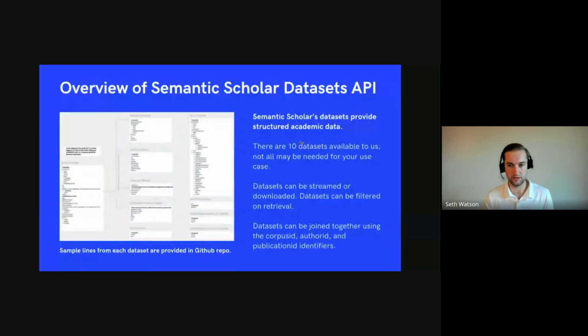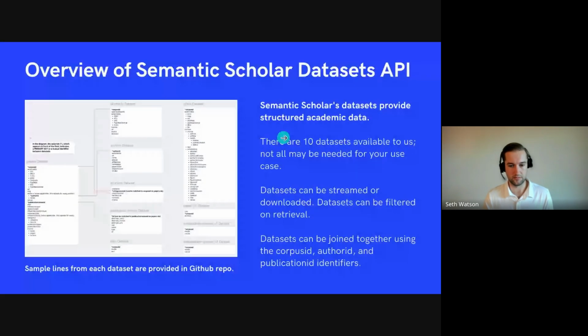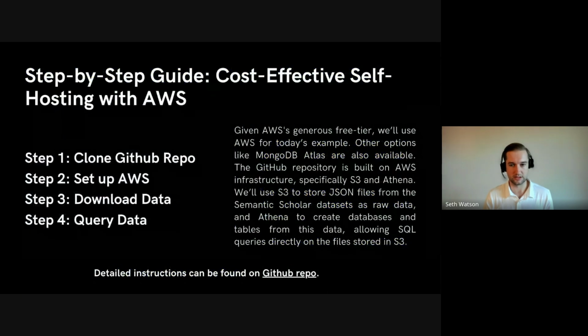Flipping back over, I'm going to go to the next slide. And so here's where we hop into that step-by-step guide. There are 4 steps that we'll be doing. We're going to clone that GitHub repo. We'll set up AWS. We'll download the data or stream the data. We use those interchangeably. And then we'll query that data.